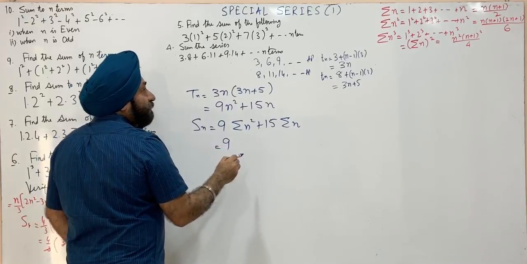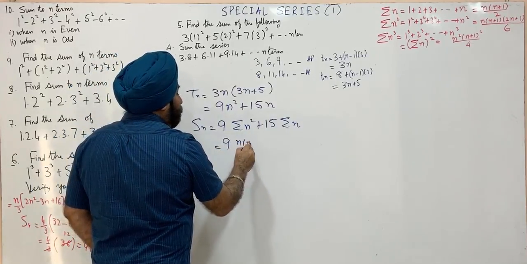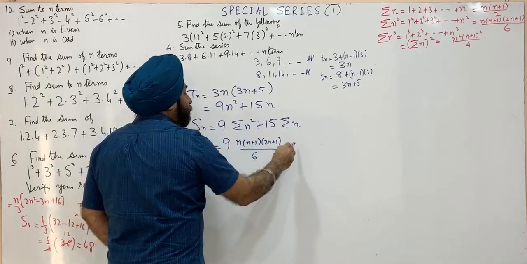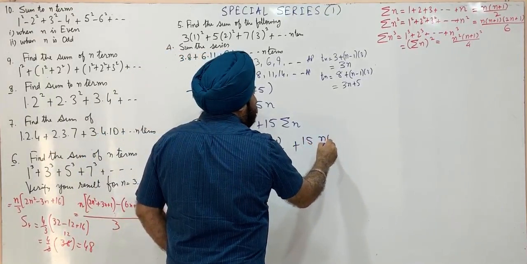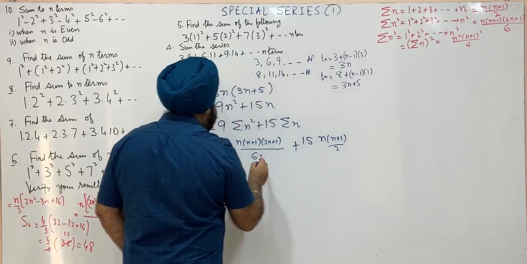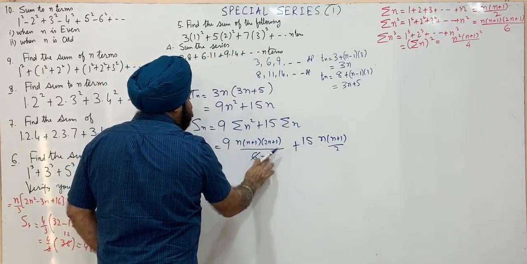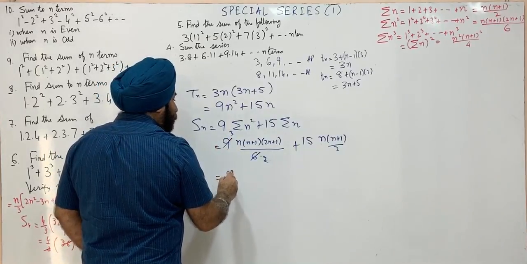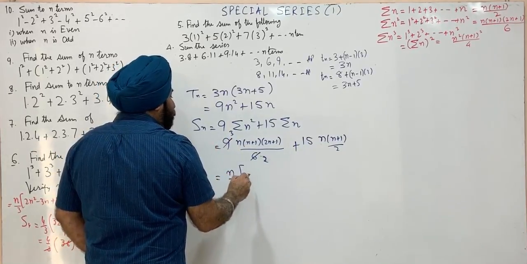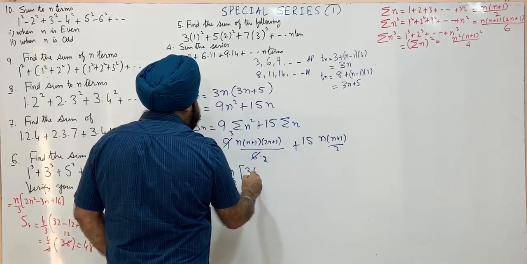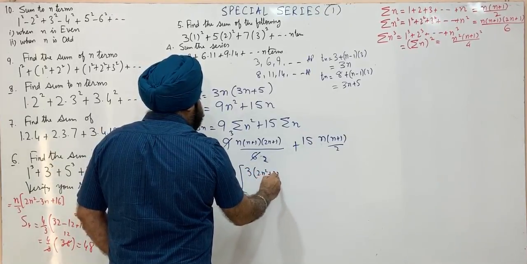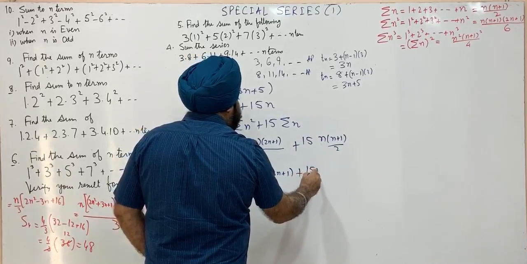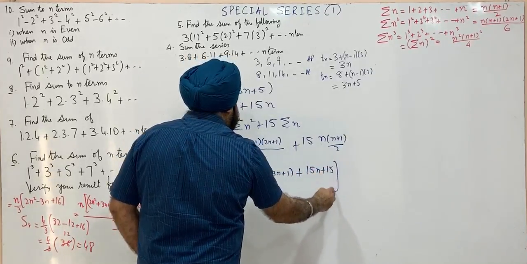That's 9. Sigma n square we know is n into n plus 1 into 2n plus 1 upon 6. This is 15. Sigma n is n into n plus 1 by 2. This is 3 2s are, and this is 3 3s are. So we take n by 2 common, and inside we have 3 into 2n square plus 3n plus 1, and plus this is 15n and plus 15.